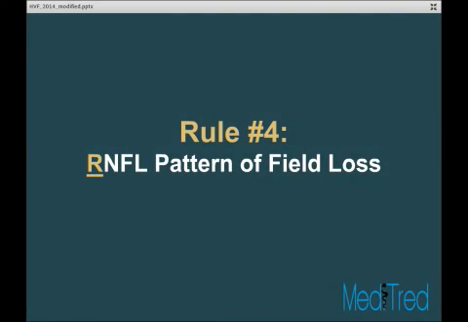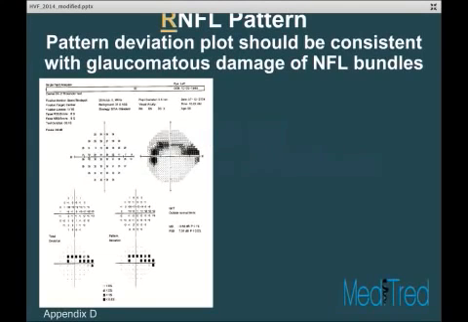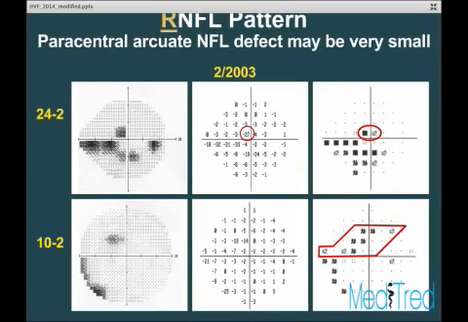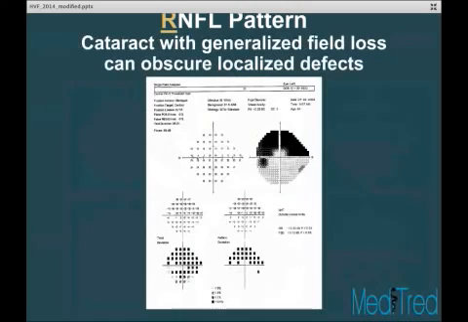When evaluating for glaucoma, you want to see if the visual field defects correspond to the retinal nerve fiber layer. The pattern deviation should be consistent with glaucomatous damage of nerve fiber layer bundles. Paracentral defects can be very small and difficult to see on a 24-2. Given that the test points with a 10-2 are closer together, they may be easier to see on a 10-2 central visual field.